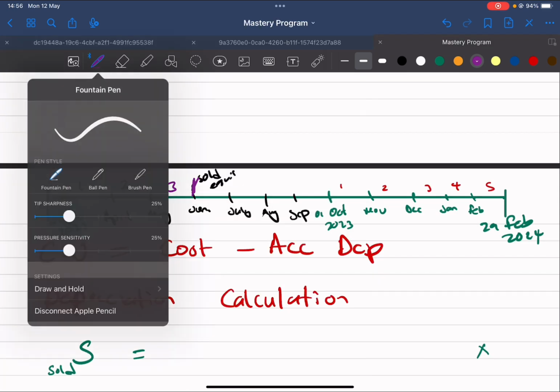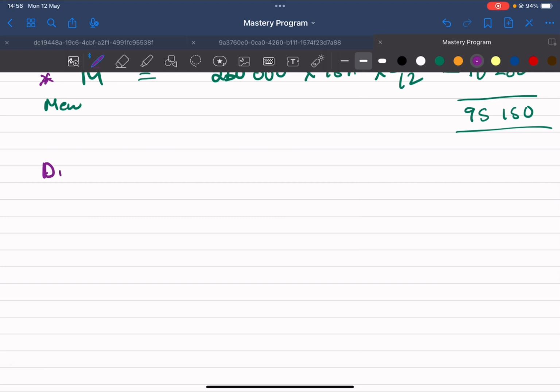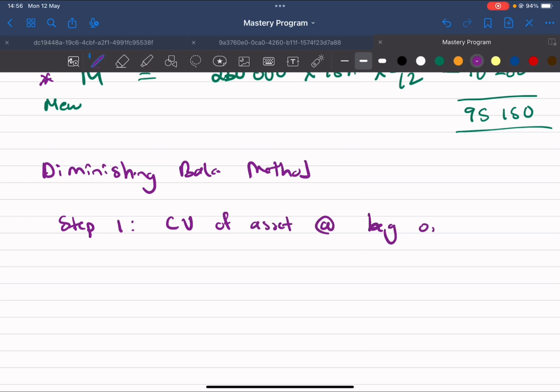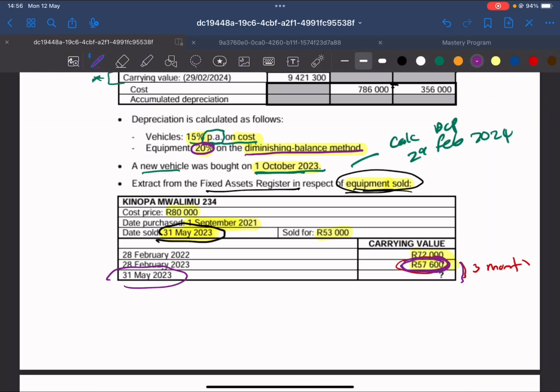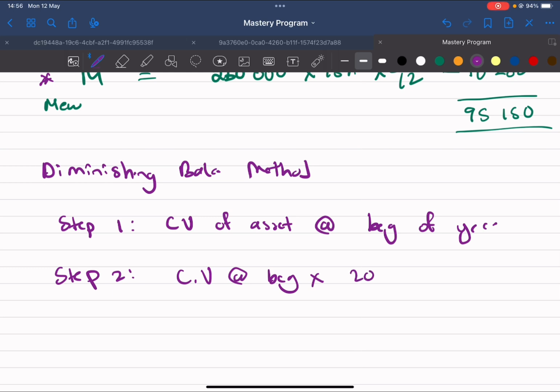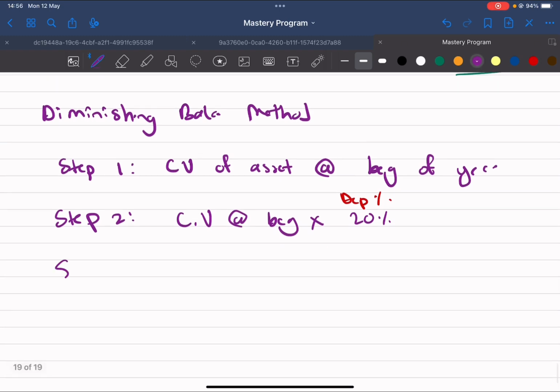So diminishing balance method, basically what they say when you see diminishing balance method, it means that whenever you calculate depreciation, your step number 1 is to get the carrying value of the asset at the beginning of the year. Step 2, you take that carrying value at the beginning, you multiply it by the percentage, right? In this case, it will be 20%, which is your depreciation percentage.